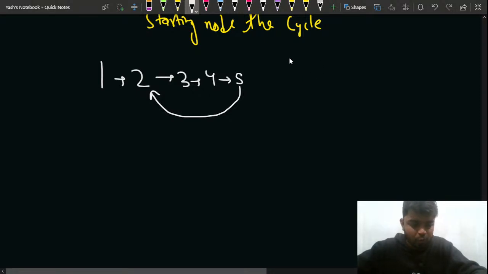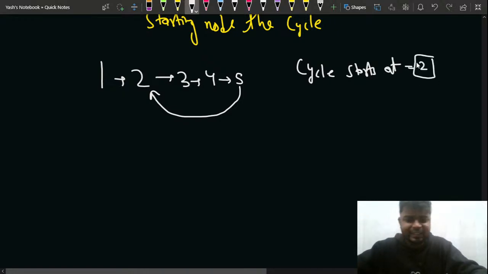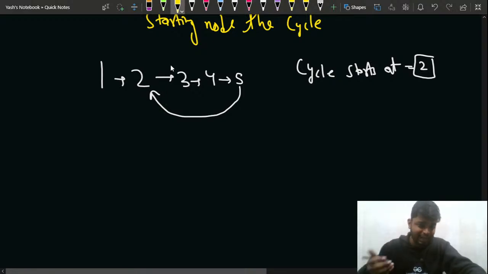Okay, so the starting point of the cycle, our cycle starts at node 2. There are basically two approaches with which we can do this question. First of all, how do you see whether you have a particular node that you are occurring again?